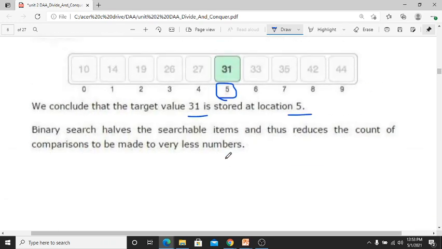Okay, so we conclude the target value 31 is stored at location 5. Binary search helps find the searchable item and thus reduces the count of comparisons to be made to very few. How can we say fewer?